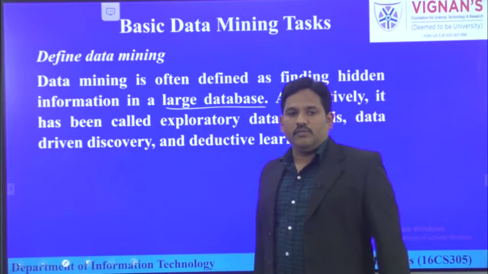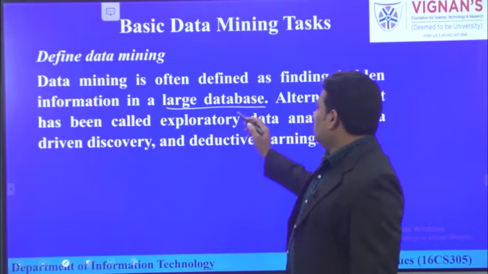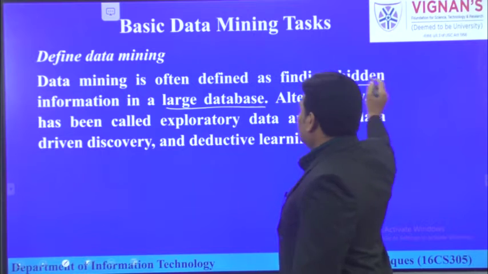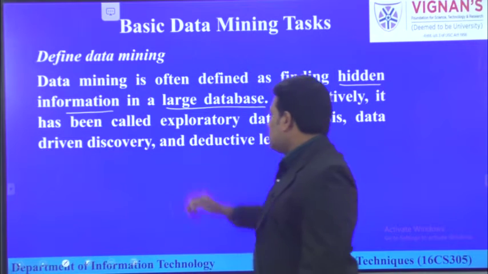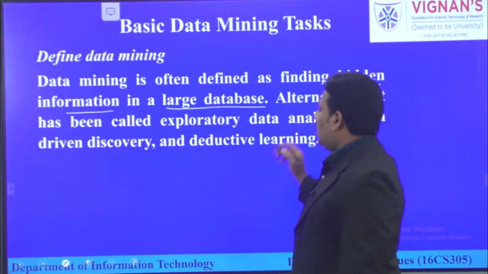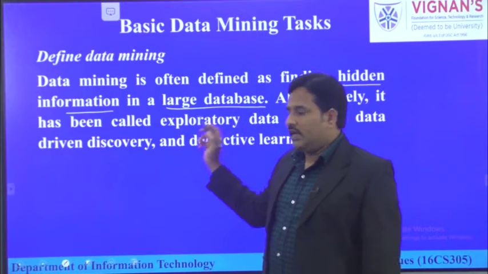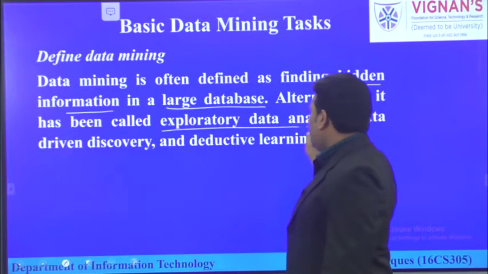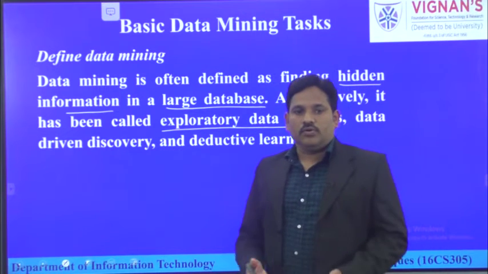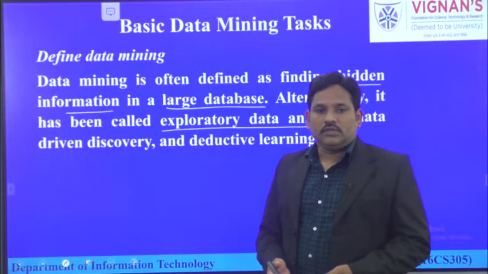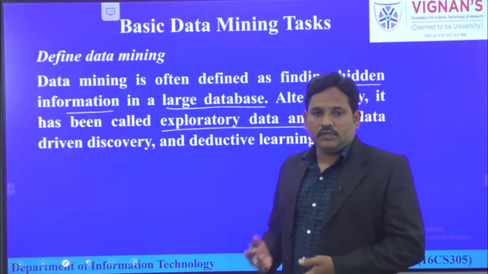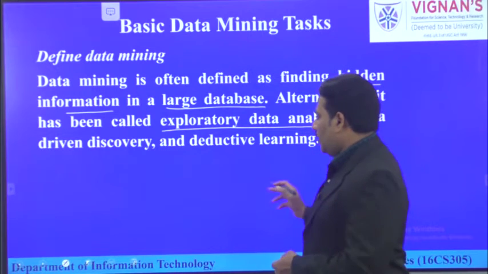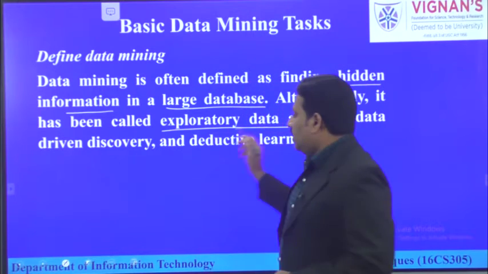Here we use some key points like extracting hidden information in large databases. Alternatively, we can also call data mining exploratory data analysis. That means we want to explore the information and derive some knowledge from that exploration. As well, we can also call it data driven discovery.